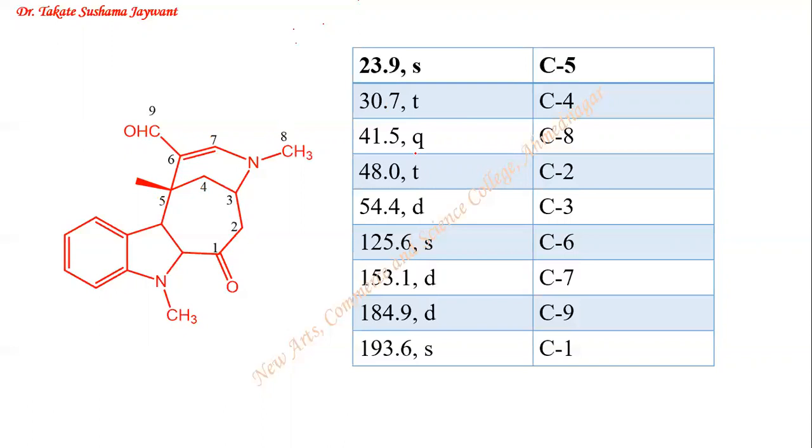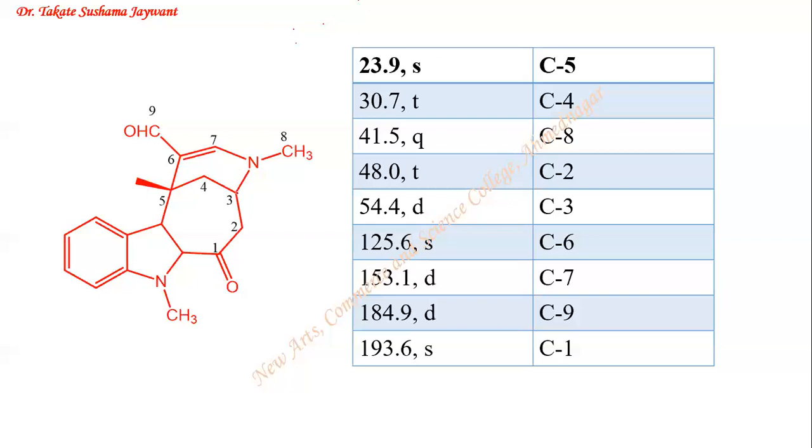Then we have the next, 41.5 quartet. In this case we have two methyl groups, but the methyl group attached to C5 is not numbered, so this means that this quartet corresponds to carbon number 8, the C8 methyl group. Next signal is 48.0 triplet. That will definitely be because of the C2 carbon atom, as it is attached to the carbonyl carbon atom.